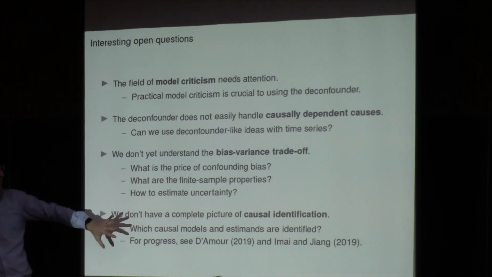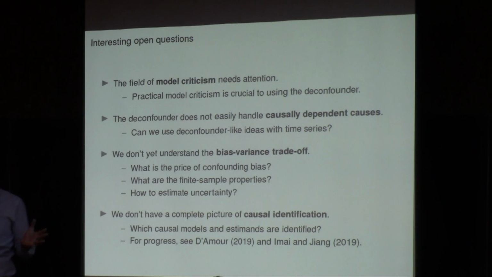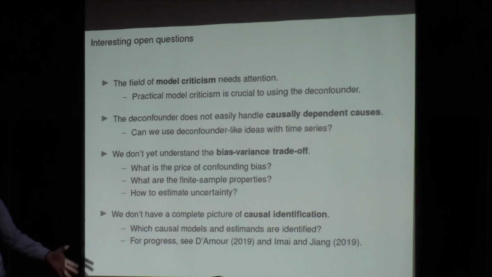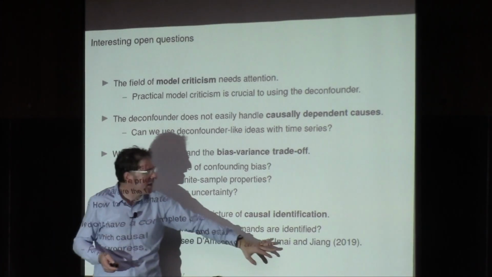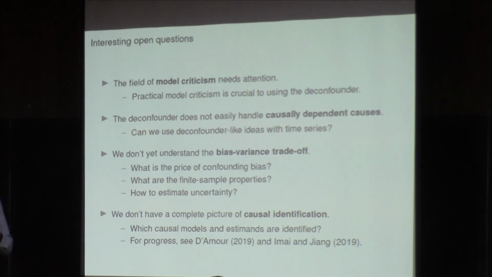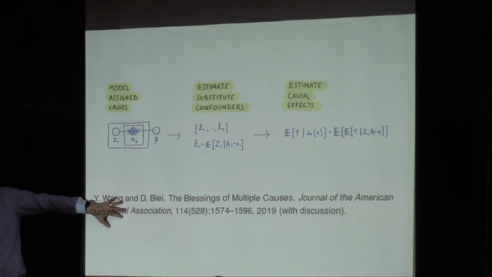And like I mentioned, we don't have a complete picture of causal identification. There's a separate thread of research that came out of this, which is about how to do identification in multiple causal inference problems. There's been some really interesting progress. D'Amour in 2019 and Kuroki, Imai, and Jiang in 2019 wrote some nice papers on refining the theory around identification here. If you're interested, here's the paper.